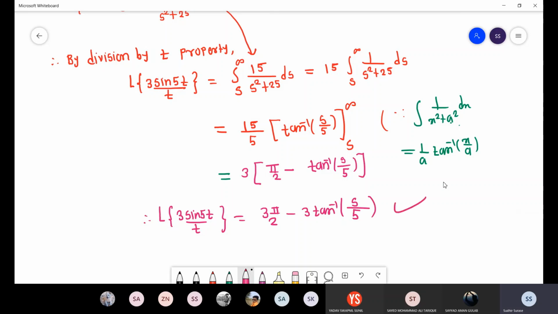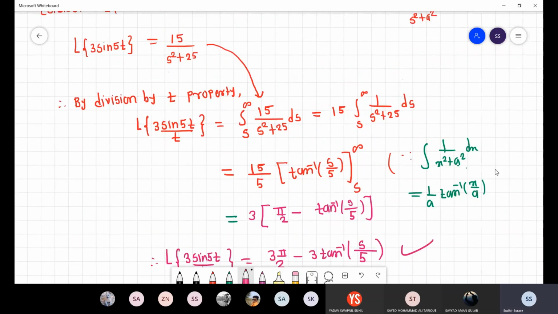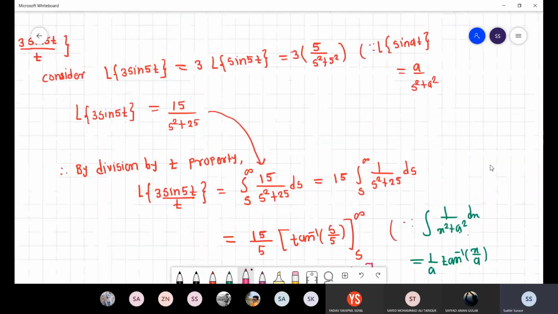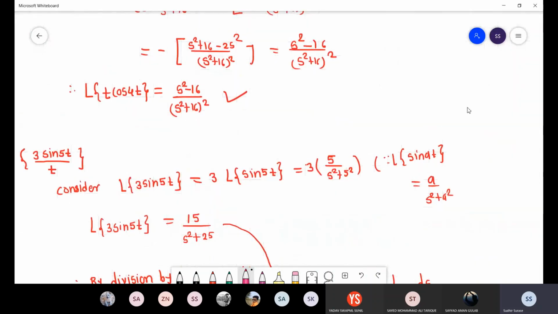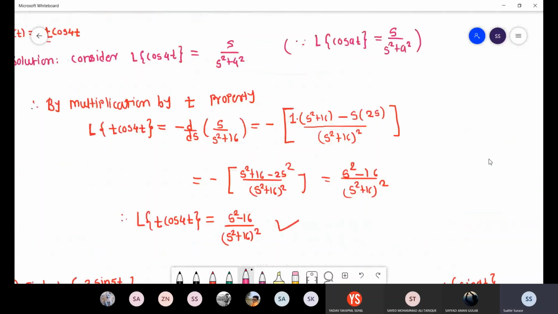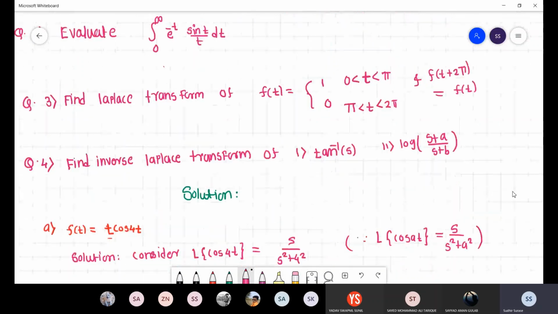So this is the use of the division by t property, and in the last example we used the multiplication by t property. So next example, do it fast. Again the division by t property you have to use here.